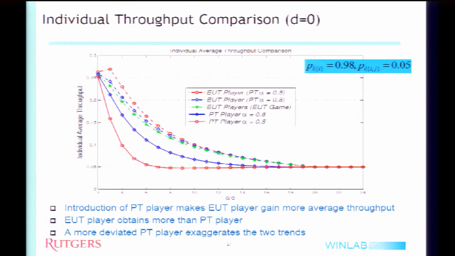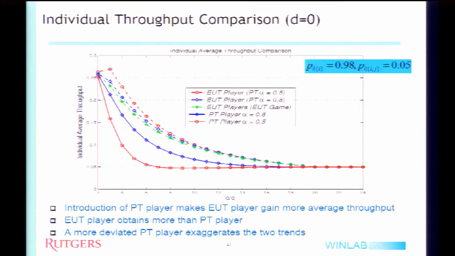So this is some numerical simulation for the above consequences. We can see that the introduction of the PT player actually makes the EUT players gain more average throughput. So what's the channel here? The channel here is that for collision-free transmission, the packet reception probability is 0.98, but for a collision transmission, the probability of a packet reception is 0.05 for both players.